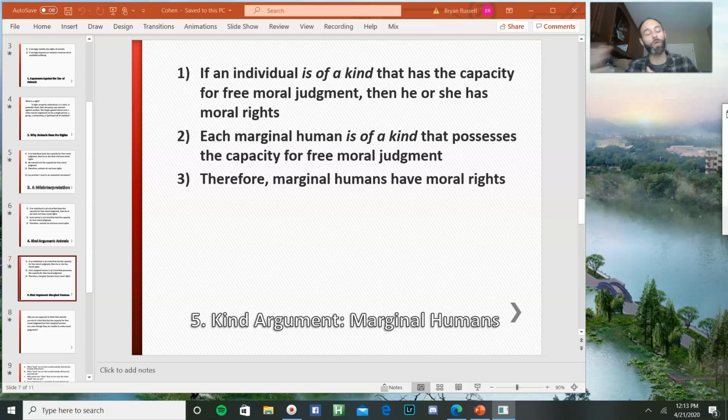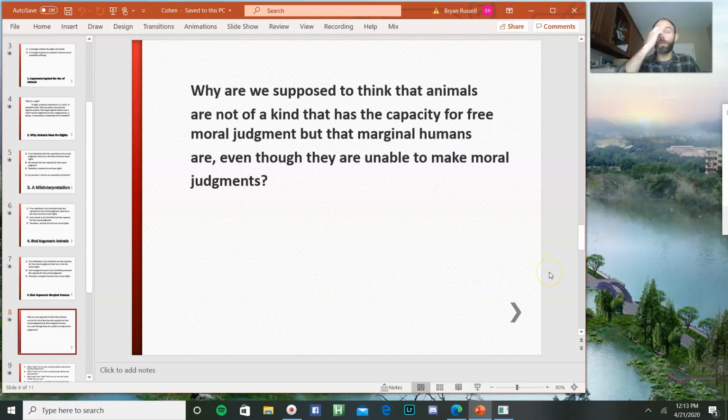They're sort of grandfathered into the moral community because they're of a kind where most of us, I guess, have the ability, are rational and autonomous. All right. So, it seems good on the face of it.